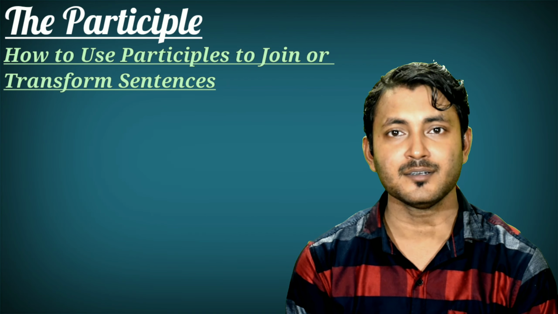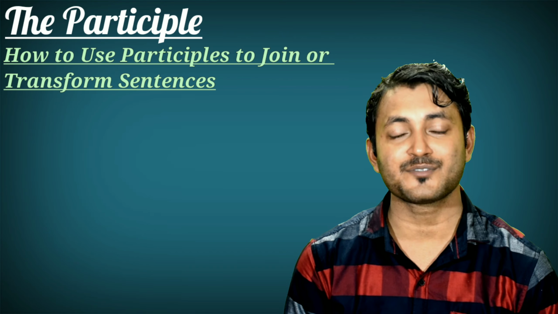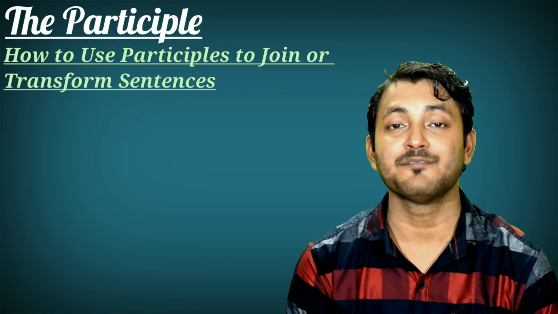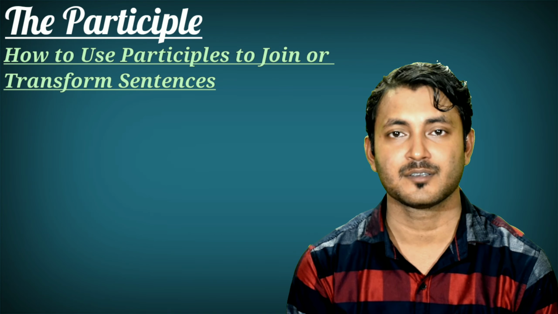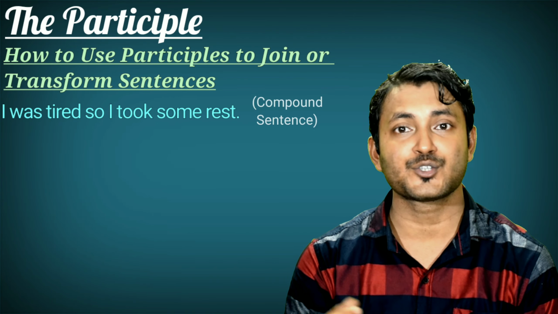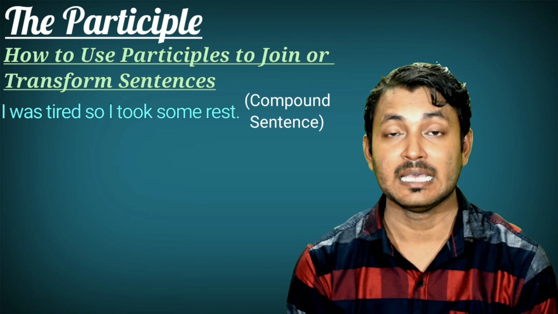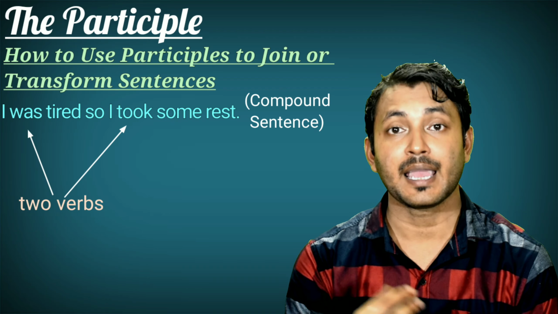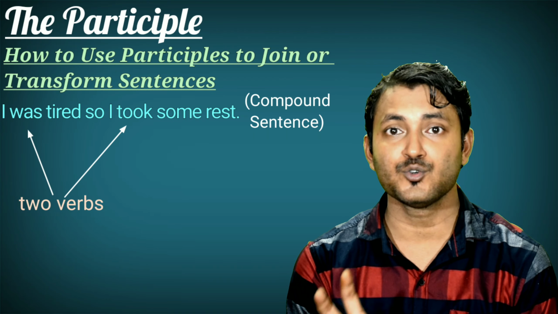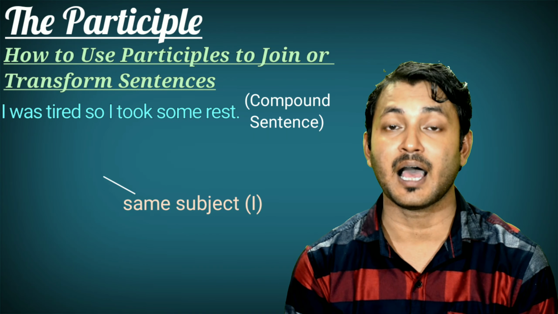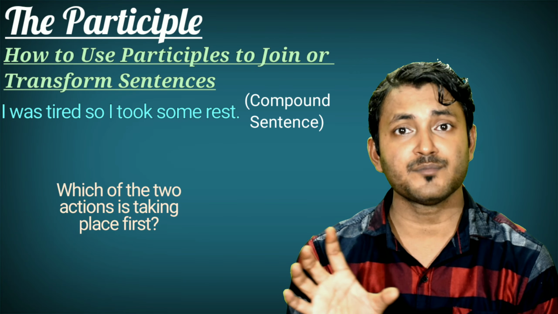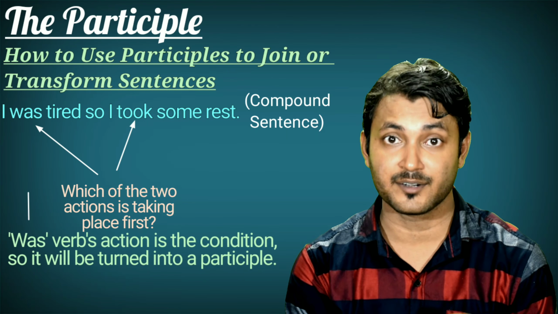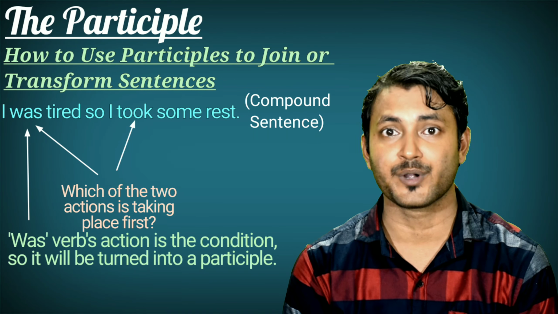In the same manner, a sentence can be transformed using a participle phrase as well. Like if I give you a sentence, I was tired so I took some rest. In this sentence, 2 verbs are there, was and took, and these 2 verbs have the same subject, I. Which of these 2 verbs is taking place first? Of course, I was tired first. That's why I took rest.